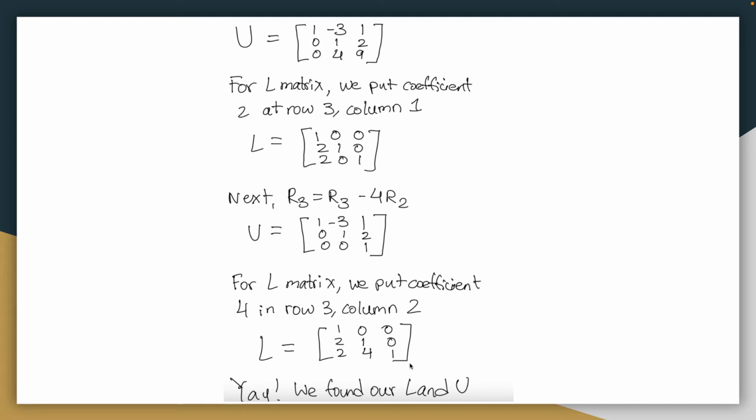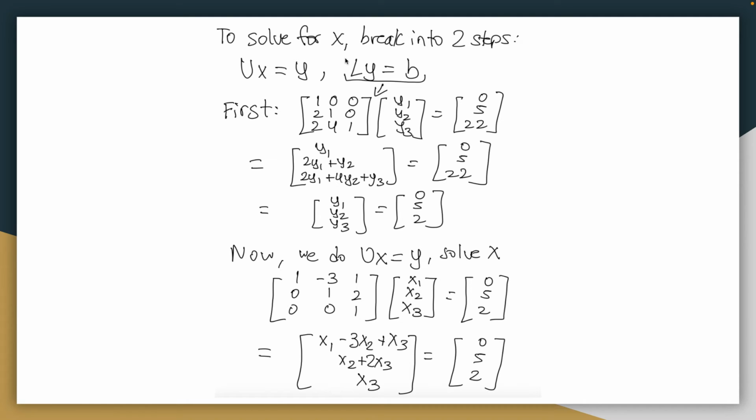We draw the diagonal line, and the zero values are above the diagonal line, which makes this a lower triangular matrix. So we did it. We found our L and U. So what's next? Well, we still have to solve for x.